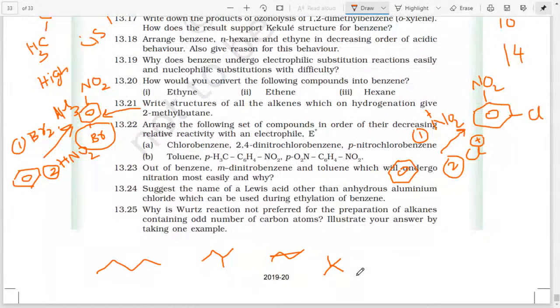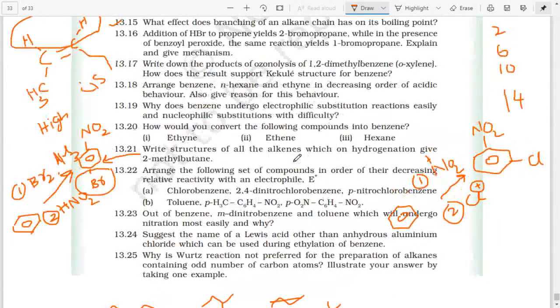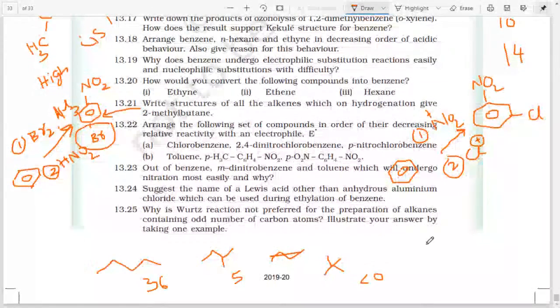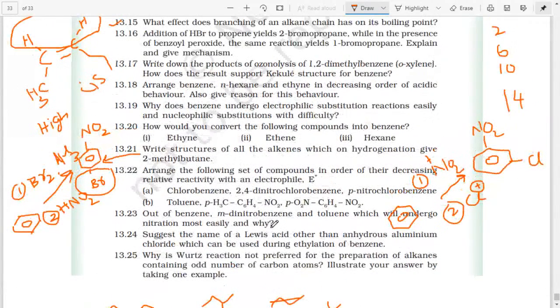pentane. So what is the boiling point of this? n-Pentane is about 36 degrees centigrade. Isopentane is about 5 degrees centigrade. The last one is almost a gas, less than 0 degrees centigrade, because the more branching takes place, the lower the boiling point. Yes, because of this strain, it is going to have a lower boiling point. It is highly volatile in nature.